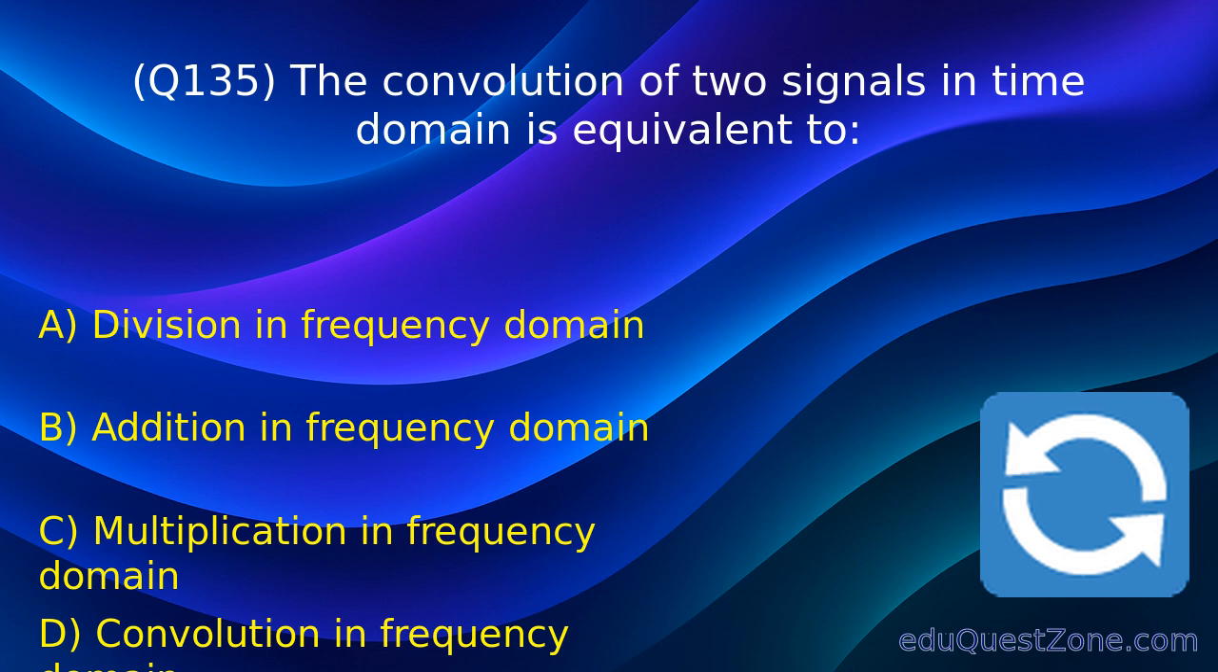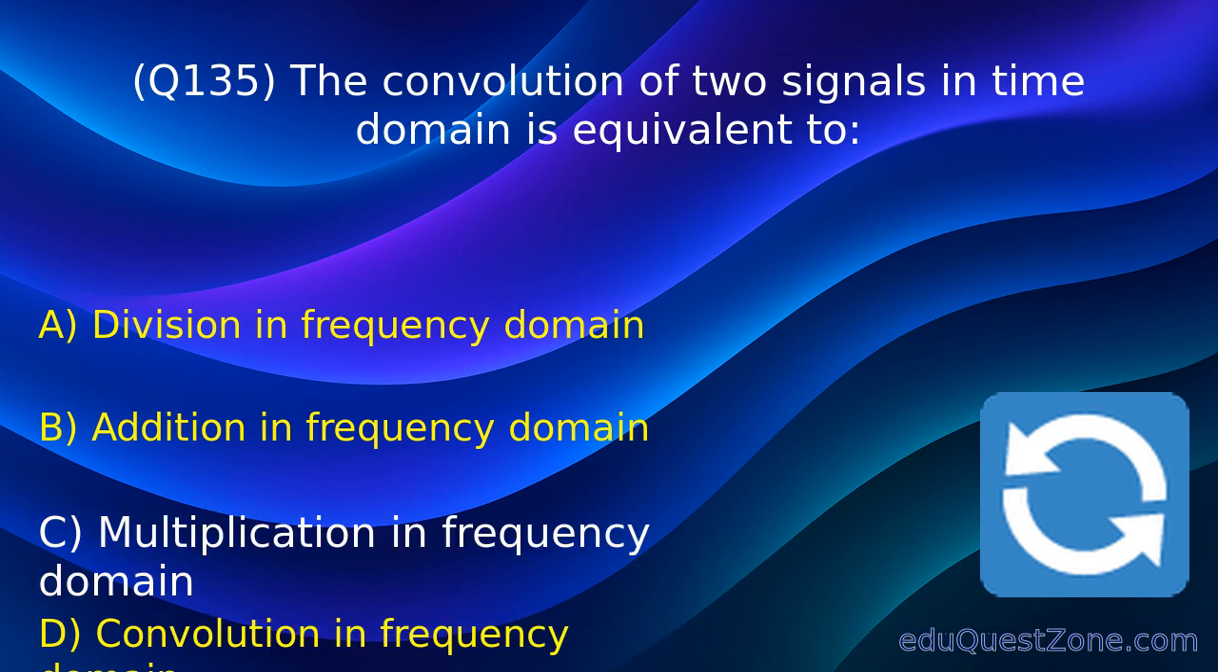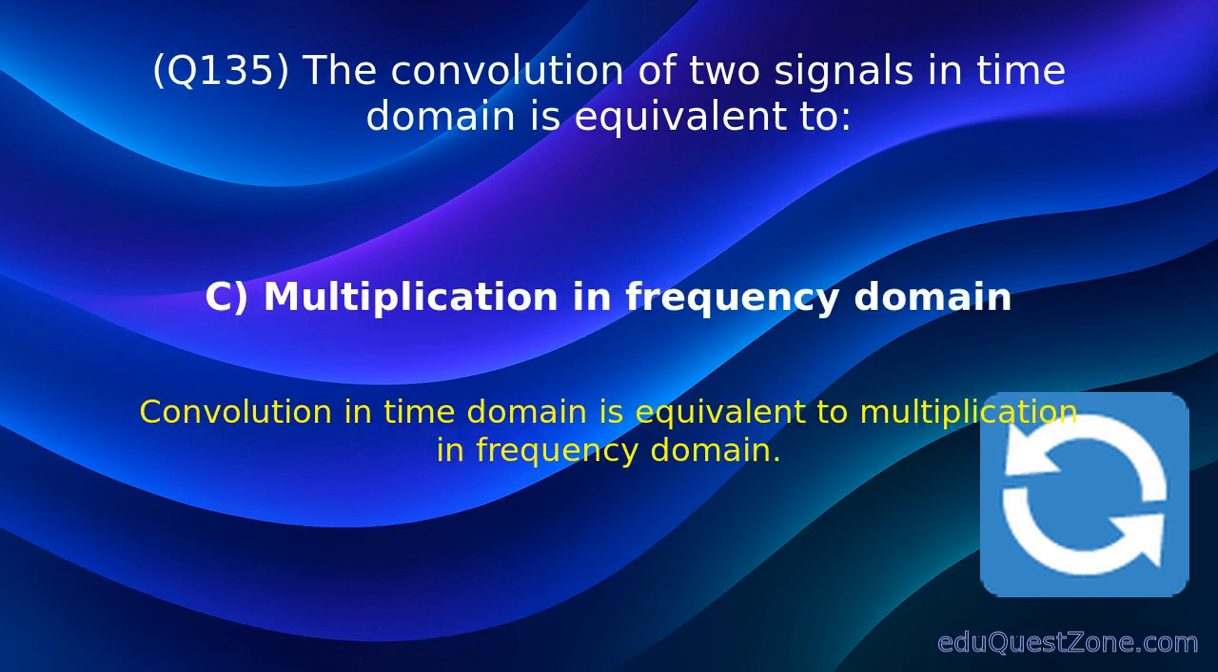Question 135. The convolution of two signals in the time domain is equivalent to... Option C, multiplication in frequency domain. Convolution in time equals multiplication in the frequency domain.